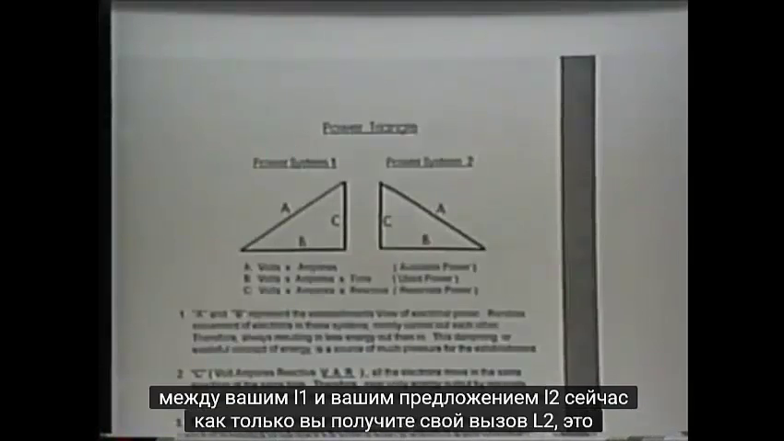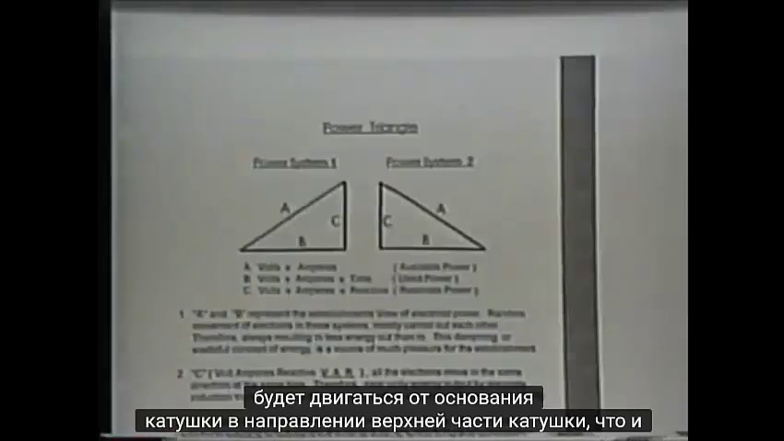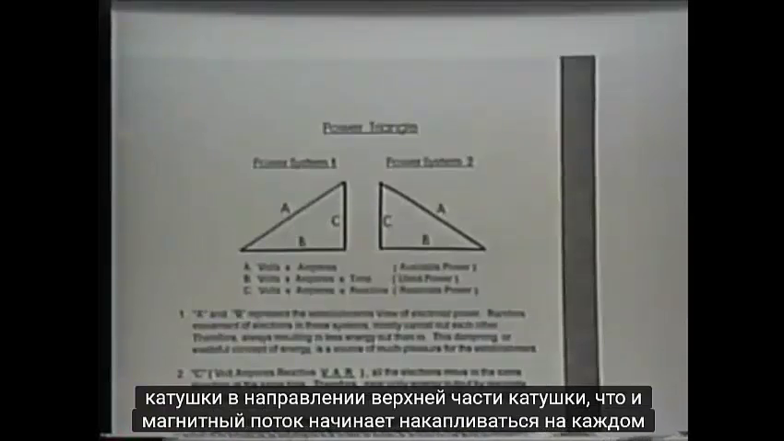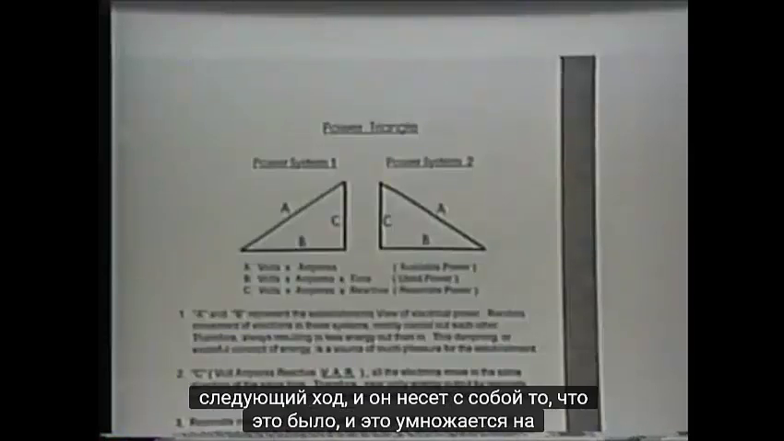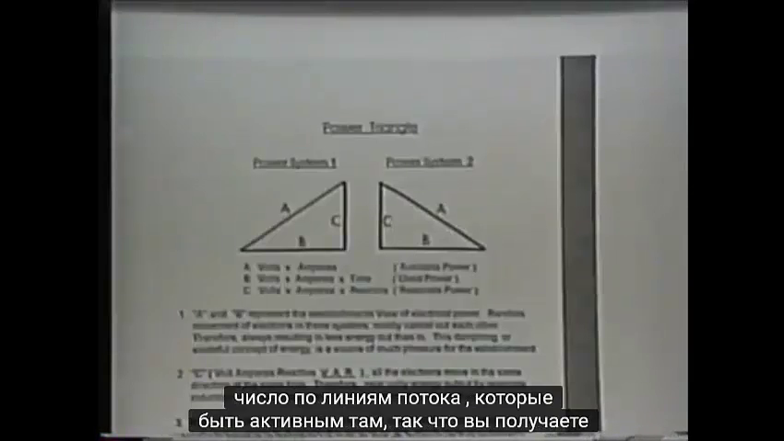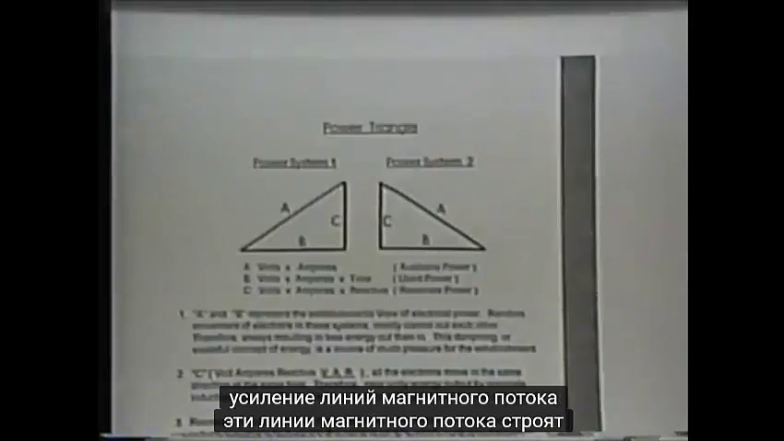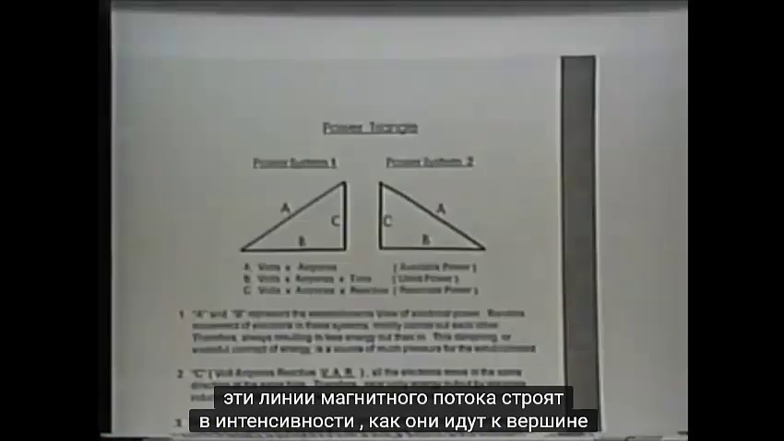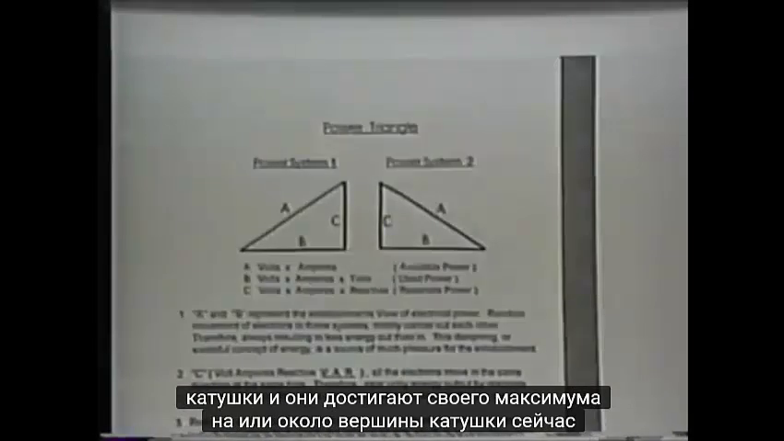Now, once you get your L2 coil going, it's going to be moving from the base of the coil towards the top of the coil. As the magnetic flux starts building on each turn there, it's transferring over to the next turn, and it's carrying with it what it had, and it's multiplying by the flux lines that are being active there. So you're getting an amplification of the magnetic flux lines. These magnetic flux lines are building in intensity as they go towards the top of the coil, and they reach their maximum at or near the top of the coil.